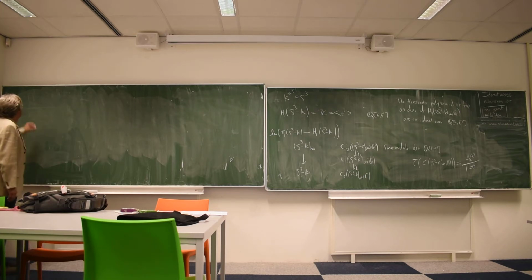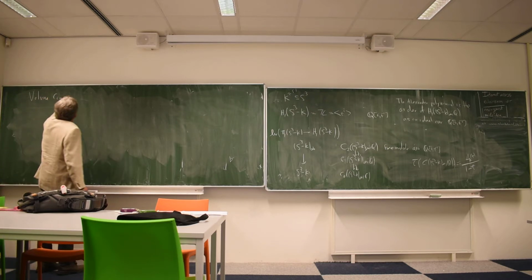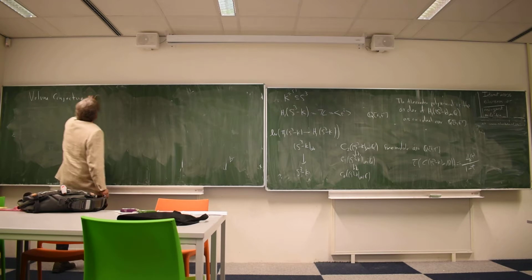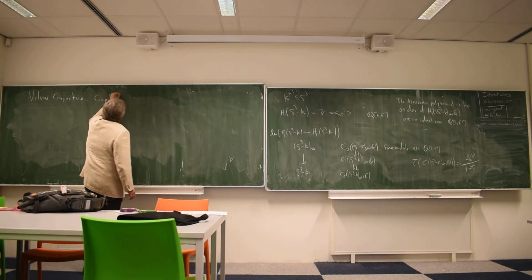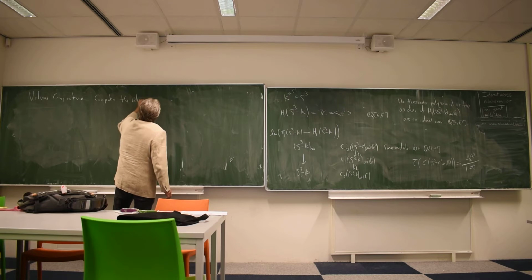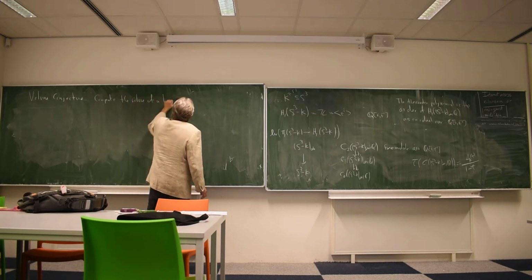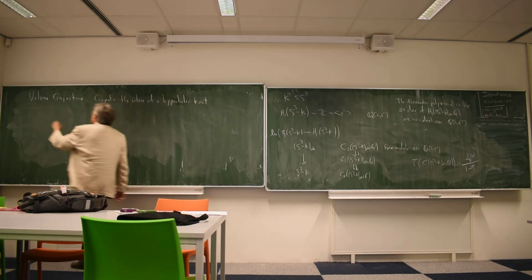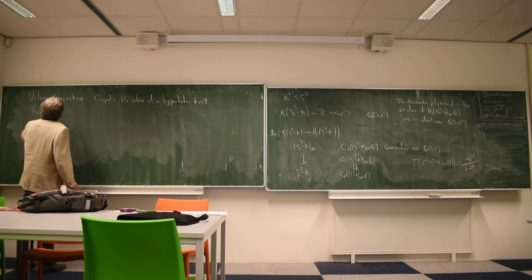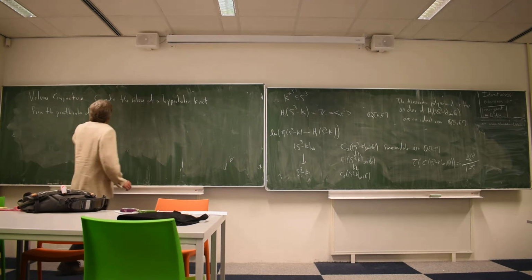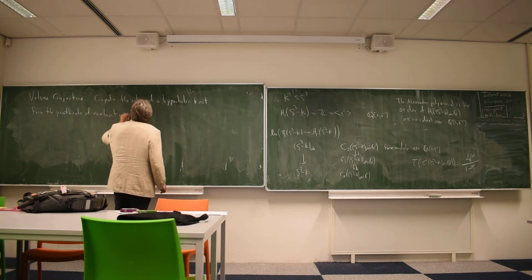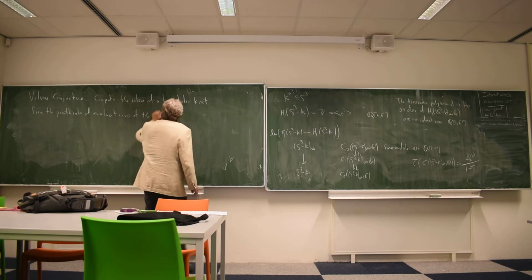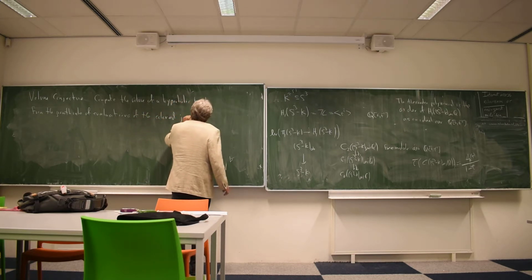Okay. And then the volume conjecture says that you can compute the volume of a hyperbolic knot from the growth rate of evaluations of the colored Jones polynomial.